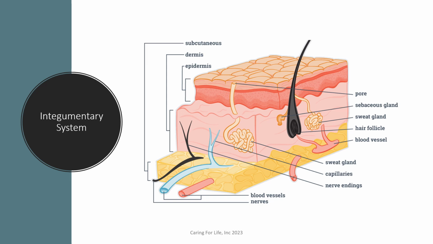So as I said, protection is the body's biggest defense against illness and injury. It also prevents exposure of the body's internal structures from dehydration, UV exposure. It does temperature regulation.